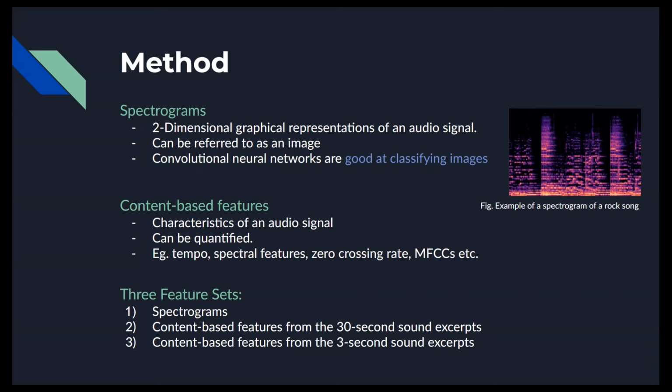And then content-based features. These are characteristic features of an audio signal that can be quantified. They're extracted from both the time domain and the frequency domain of an audio signal waveform. Some examples of these include the tempo of a song, spectral features, the zero crossing rate, and mel frequency cepstral coefficients. We used a total of 3 feature sets for the training of our models. The spectrograms, the content-based features extracted from the 30-second sound excerpts, and then lastly, the content-based features extracted from the 3-second sound excerpts.